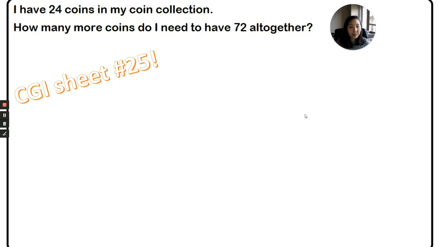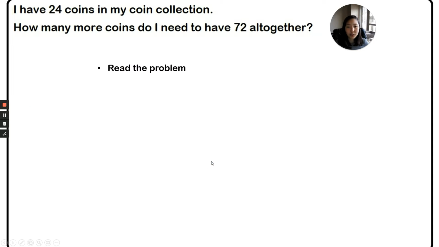So right now, please turn to your CGI page 25 so we can get going. So this is CGI page 25. We're going to read the problem. You're going to reread it to yourself. I have 24 coins in my coin collection. How many more coins do I need to have 72 altogether? All right, now reread the problem. Pause the screen and reread the problem right now. Great, now we're going to keep going.